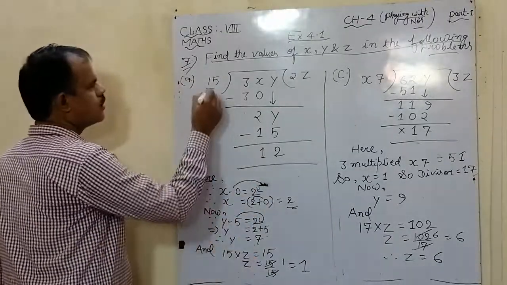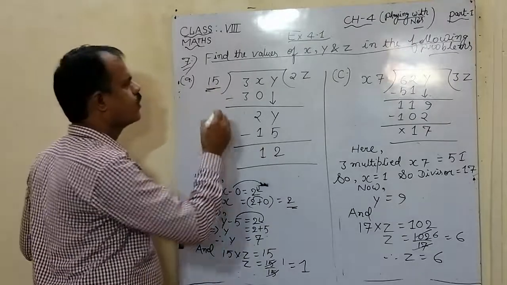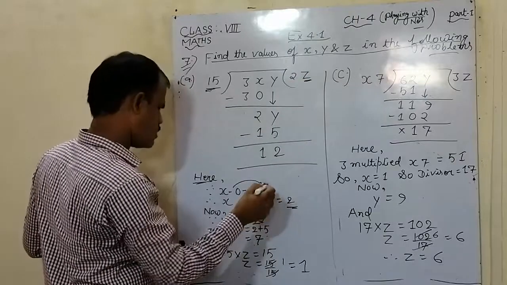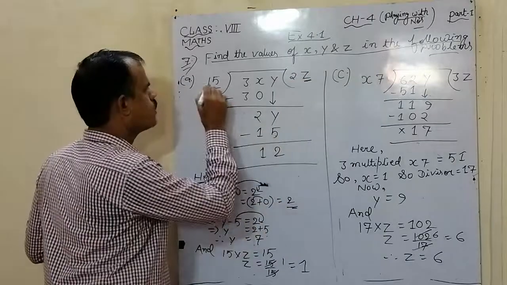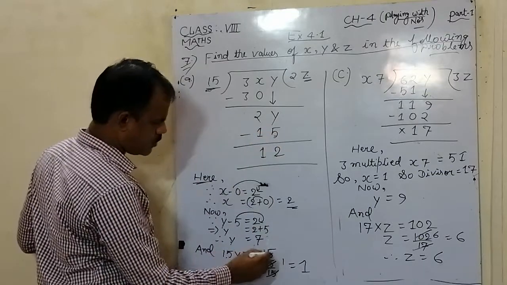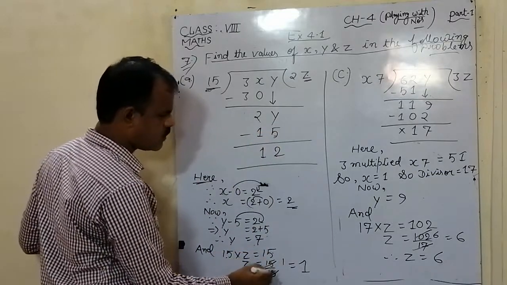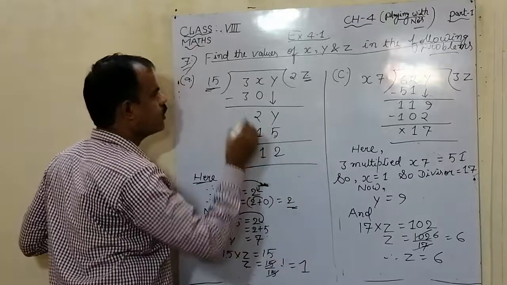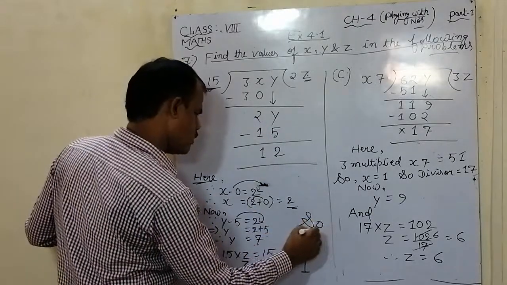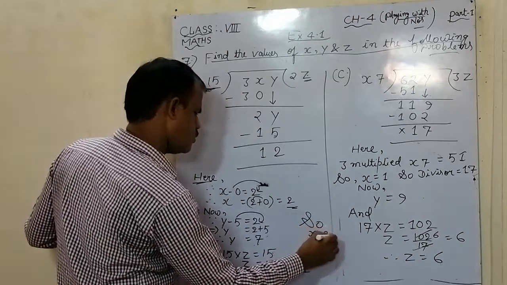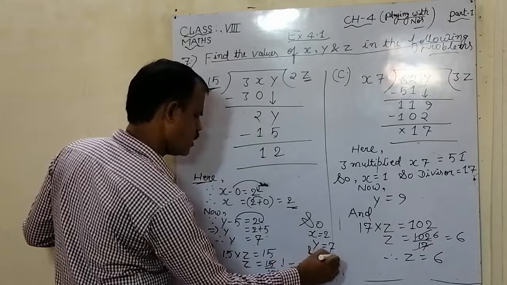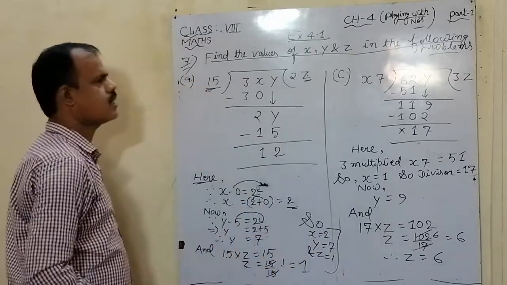Now look here, when we multiply this 15 z times, the answer is 15. So 15 into z equals 15. So z equals 15 by 15, which is 1. So the value of z is 1. So here you see the value of x is 2, y is 7, and z is 1. So this is the final answer.